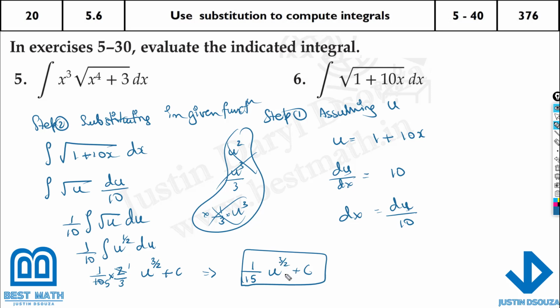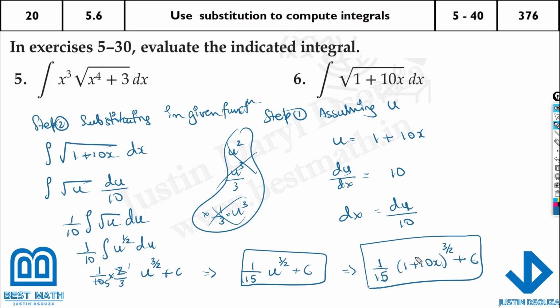But oh no, it's not done yet. My bad. What is u exactly? We had taken that to be 1 plus 10 times x. So 1 by 15 into (1 plus 10x) to the power 3 by 2, plus c. This is the final answer.